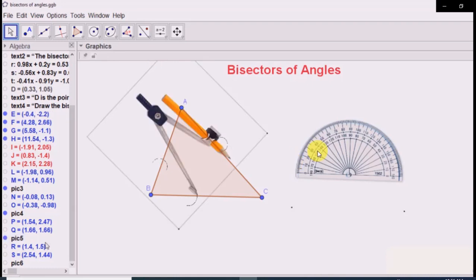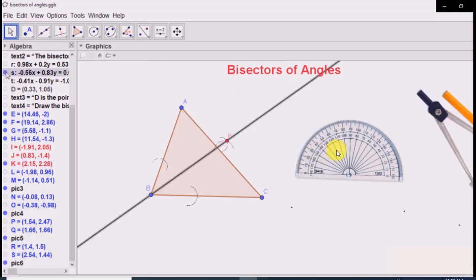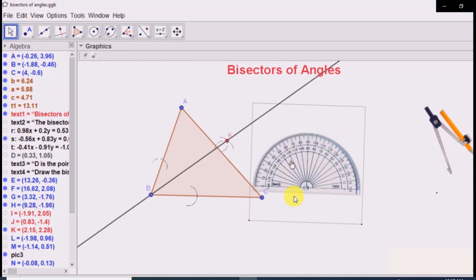Then we put the sharp end of the compass also on the point of intersection of BC and the arc on BC, and we draw another arc outside the triangle. We mark the point of intersection of the two arcs. Now we have the bisector of the first angle, which is B.